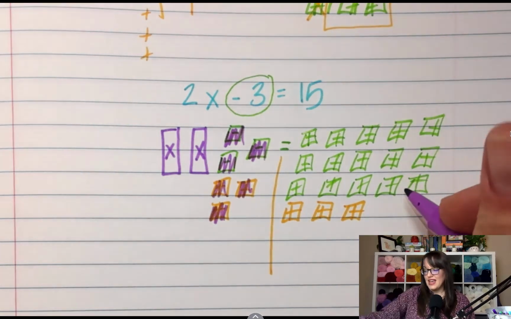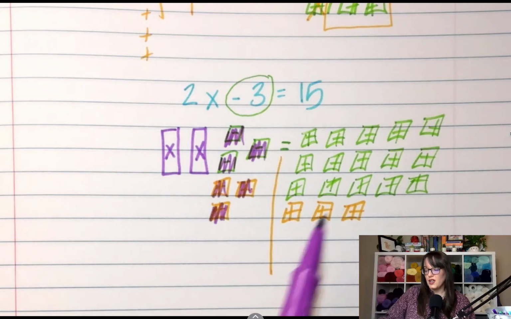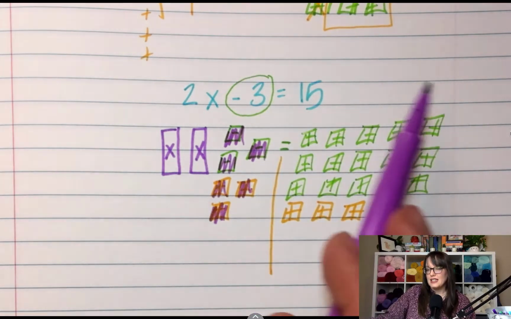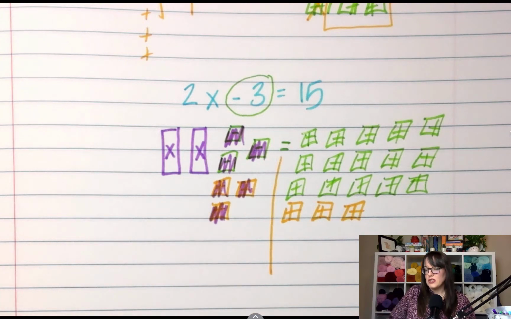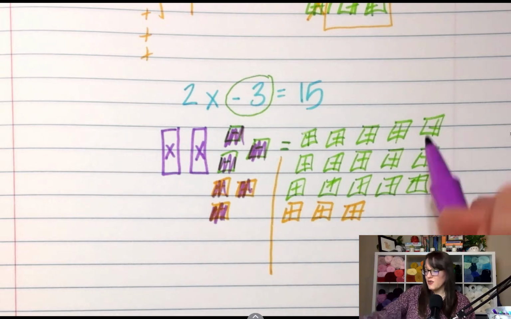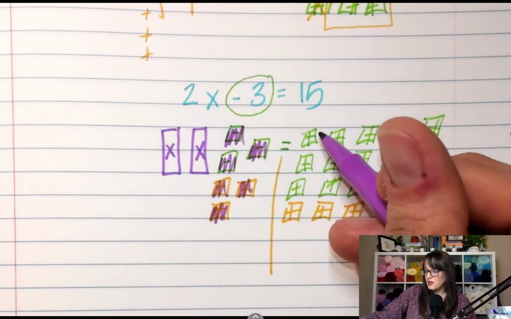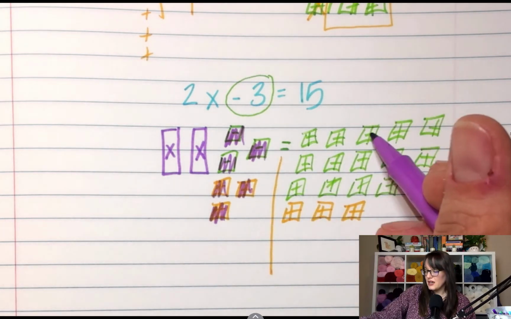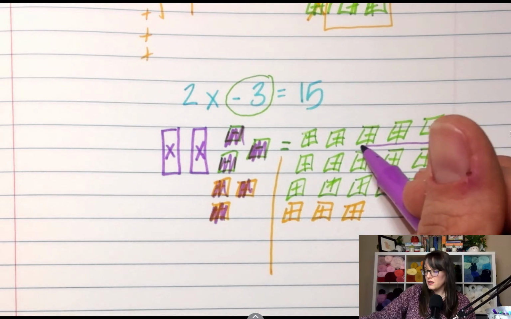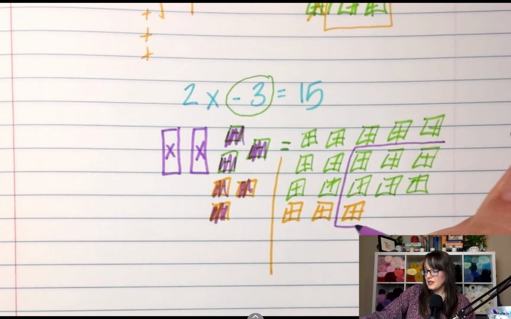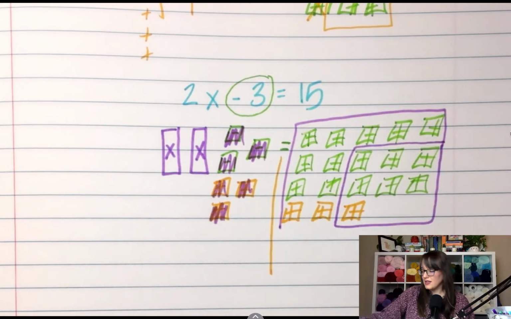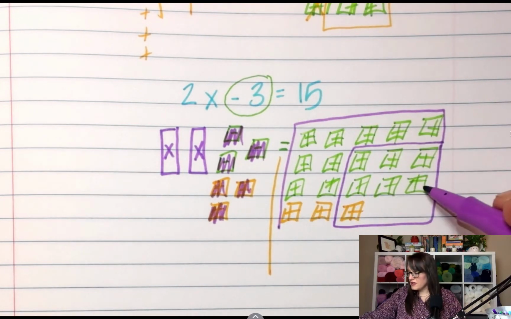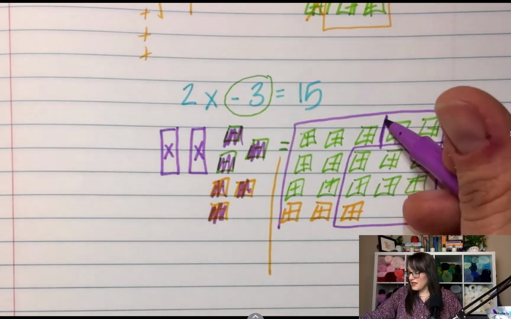There's 18 positives over here. So if I had to split these 18 positives into 2 groups, how much is in one group? 9. So if I split this in half, 1, 2, 3, 4, 5, 6, 7, 8, 9. I think that's 9. And then that's 9. Wait, that's not 9. 1, 2, 3, 4, 5, 6, 7, 8, 9. That's 9. There we go.